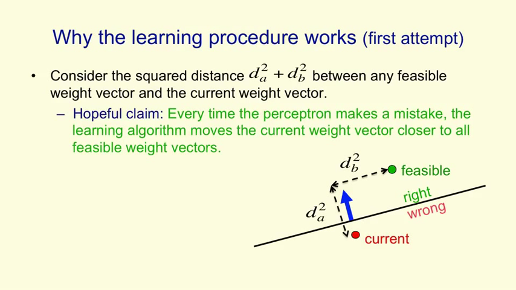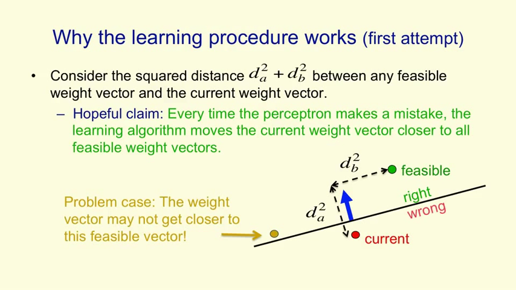So our hopeful claim is that every time the perceptron makes a mistake, our current weight vector is going to get closer to all feasible weight vectors. Now this is almost right, but there's an unfortunate problem. If you look at the feasible weight vector in gold, it's just on the right side of the plane that defines one of the training cases. And the current weight vector is just on the wrong side, and the input vector is quite big, so when we add the input vector to the current weight vector, we actually get further away from that gold feasible weight vector.